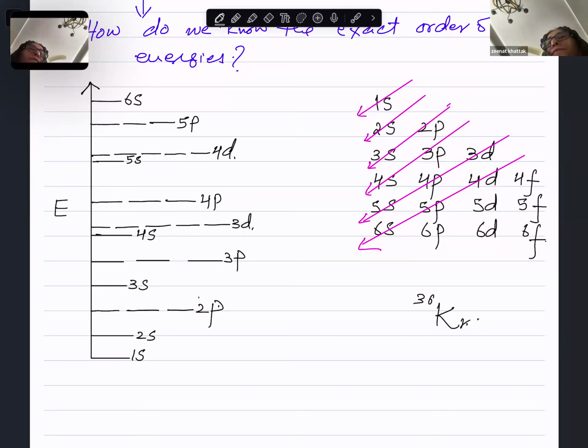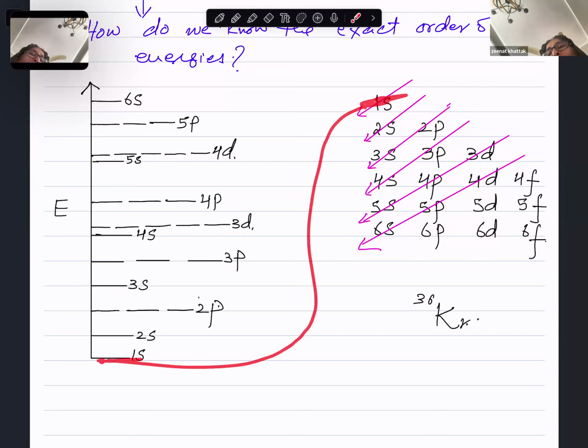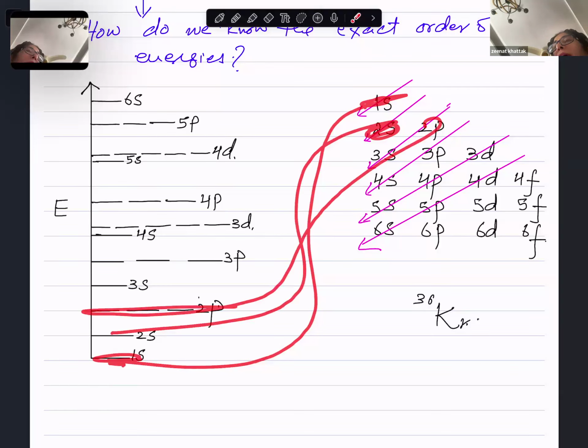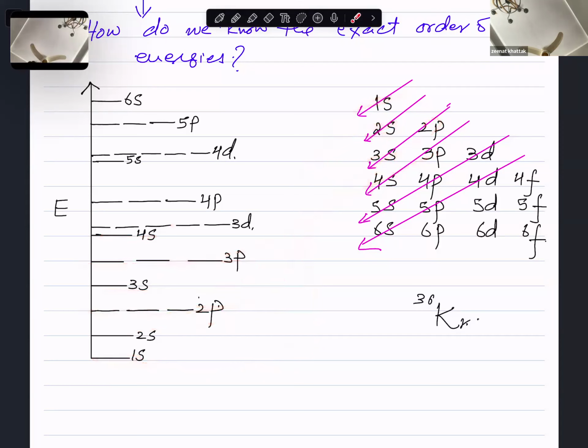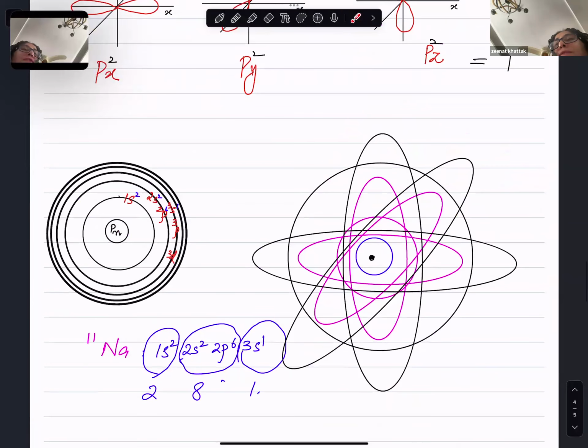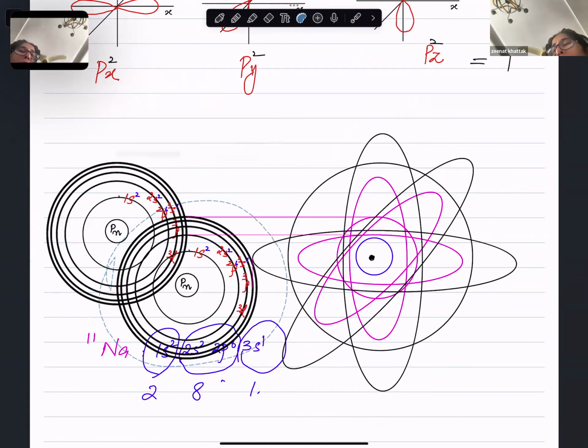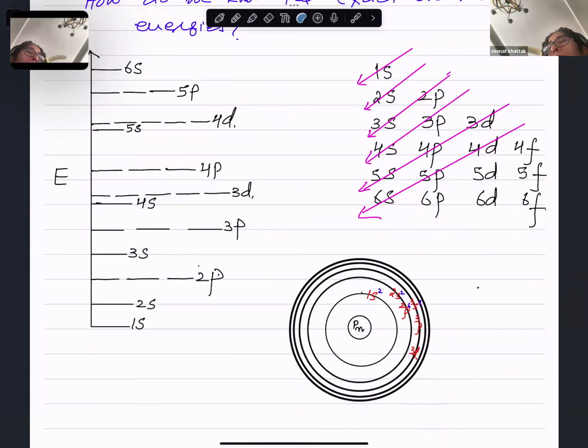So look, first 1s is filled, and then 2s, and then 2p, and then 3s, and then 3p. And then after 3p, it's 4s, not 3d. Now your first question: why is 4s coming before 3d? Look, if we look at this, can you tell me?